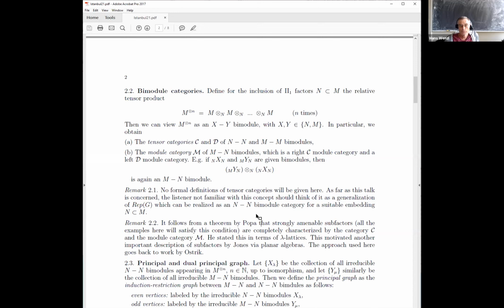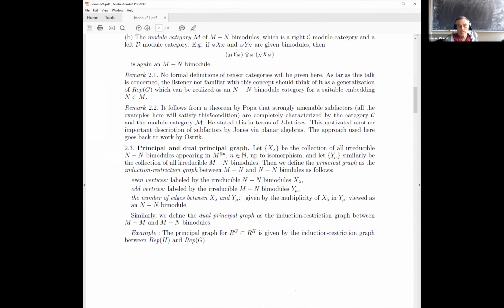So it shouldn't be too scary or too abstract, too much abstract nonsense. Okay, now, so Rin already mentioned this in his talk. What he showed is that strongly amenable subfactors, which again I will not define, since all the examples we are dealing with here are strongly amenable, are completely characterized by the category C and the module category M.